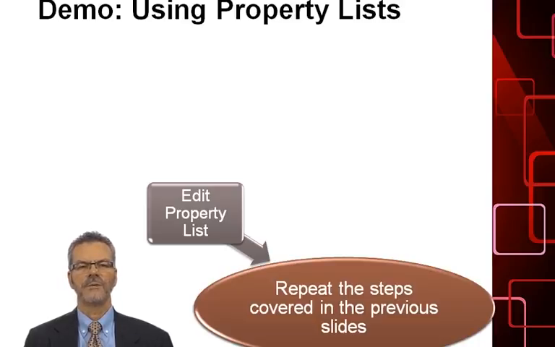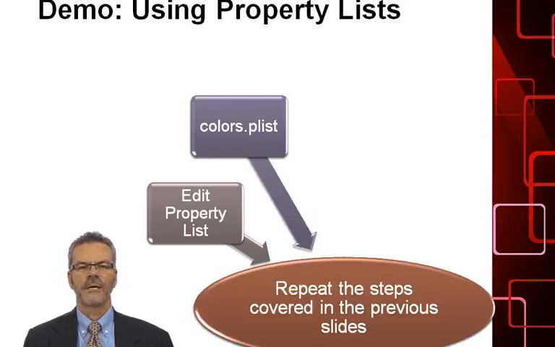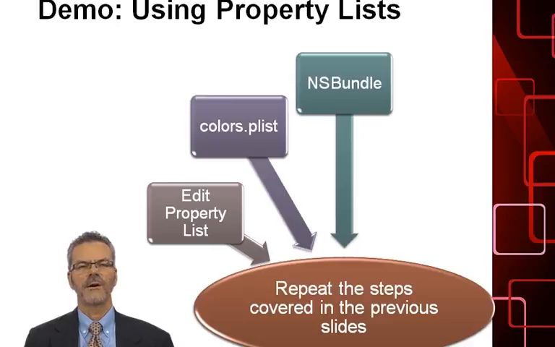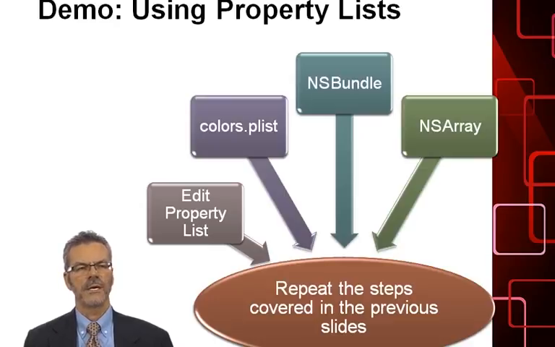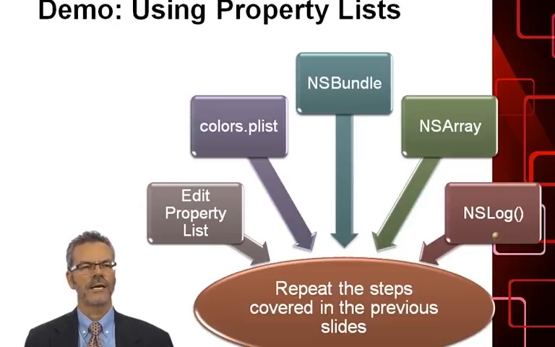What we're going to do is edit the property list, and then once we edit the property list, we'll have this thing called colors.plist. Then we'll be able to go to our bundle and use our steps of reading from the bundle, and then we will put that into an NSArray, and then using NSLog, we will display the results as they are stored inside the NSArray.